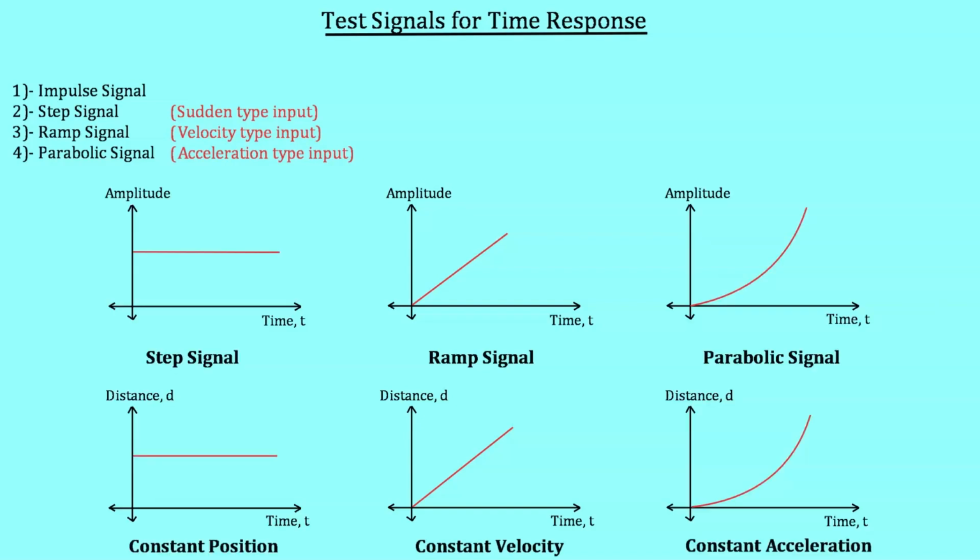These signals got their name from the graph, as they represent the graph of constant position, constant velocity, and constant acceleration, assuming initial velocity to be 0. If you consider these graphs of mechanics, you will find these graphs look exactly similar to the definition of the above signals, and that is the reason why step signal, ramp signal, and parabolic signal are referred to as sudden type input, velocity type input, and acceleration type input.